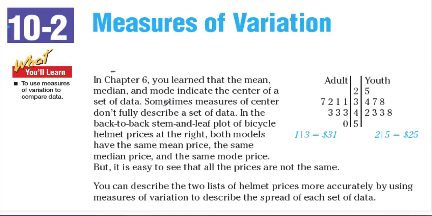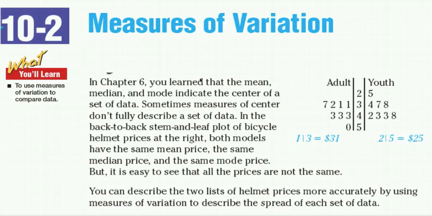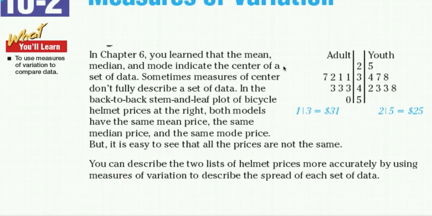But sometimes measures of center don't fully describe the set. The back-to-back stem and leaf plot of a bicycle helmet price is at the right. Both models have the same mean price, the same median price, and the same mode price. But it's easy to see that all prices are not the same. You can describe the two lists of helmet prices more accurately by using measures of variation to describe the spread of each set of data.